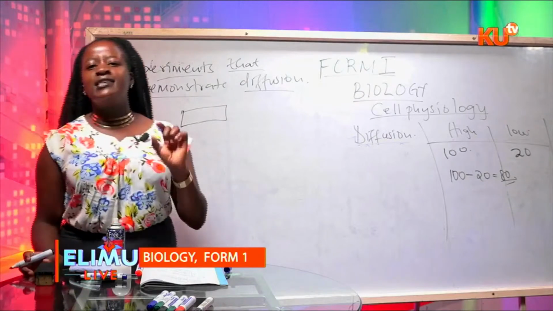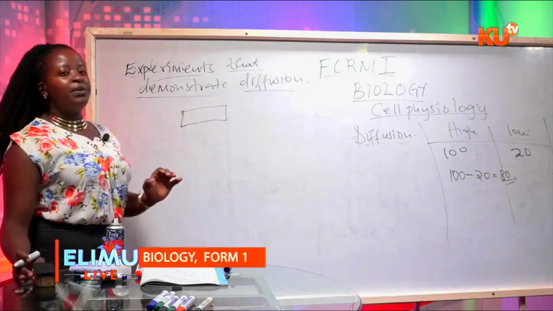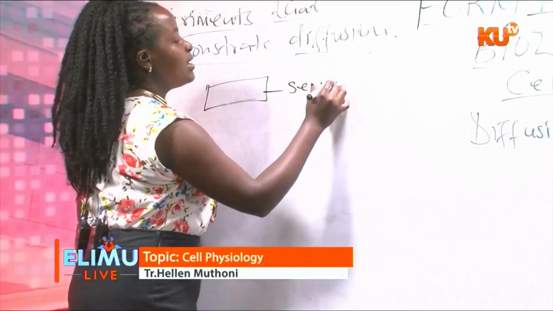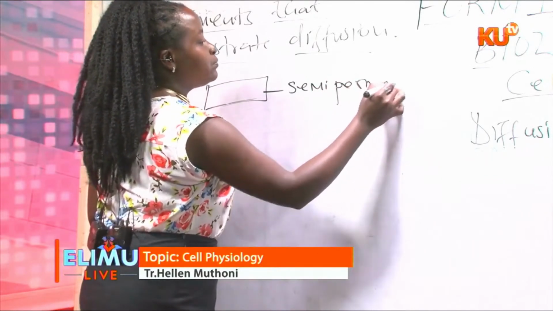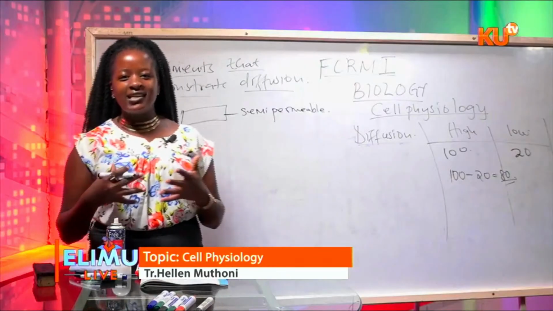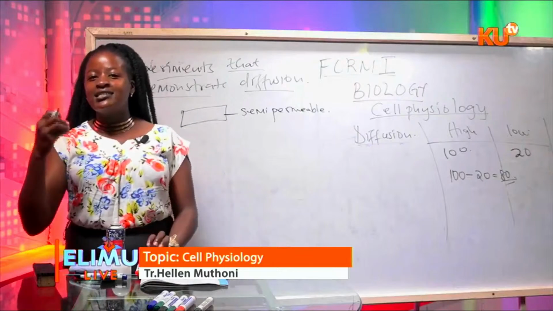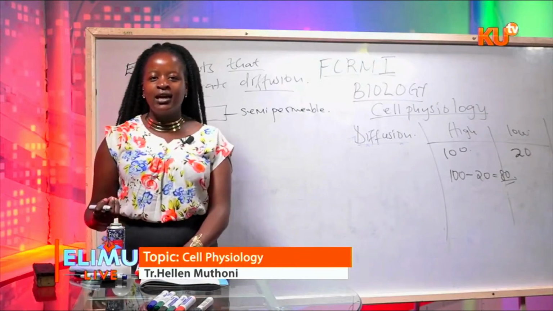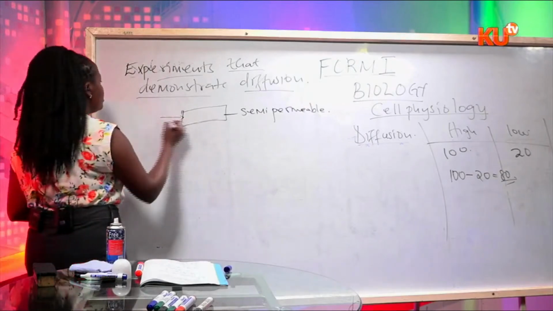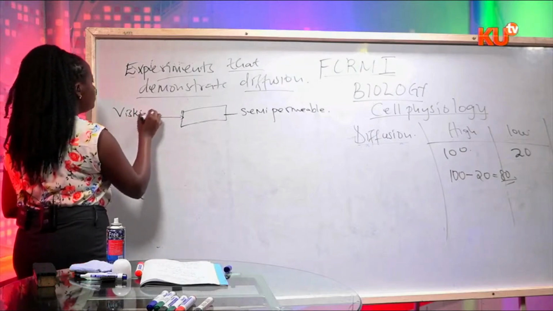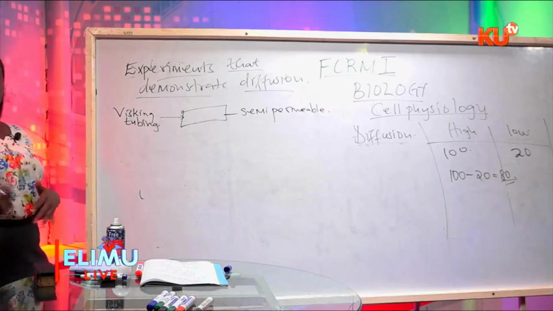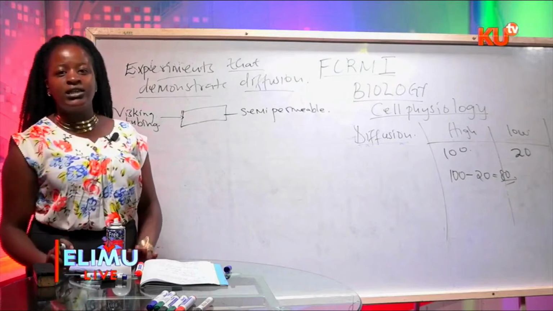A Viskin tubing is a clear paper that takes this shape, and this clear paper is semi-permeable, meaning that it can only allow some materials to get inside it, and it doesn't allow others to pass through. The second experiment will involve the use of the Viskin tubing. So this is the Viskin tubing, and it represents the cell membrane in biology experiments done in the laboratory.